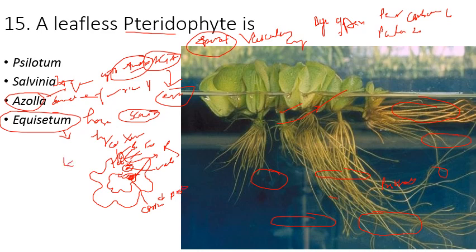The stele present in Equisetum is ectophloic siphonostele. Ecto means outside, so phloem is present on the outer side. Siphonostele means stele having pith or cavity.